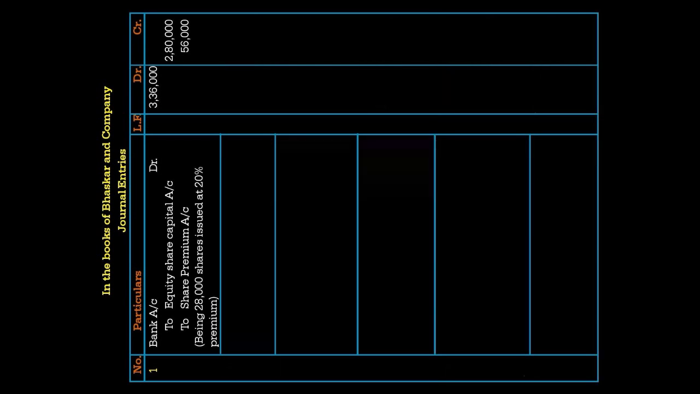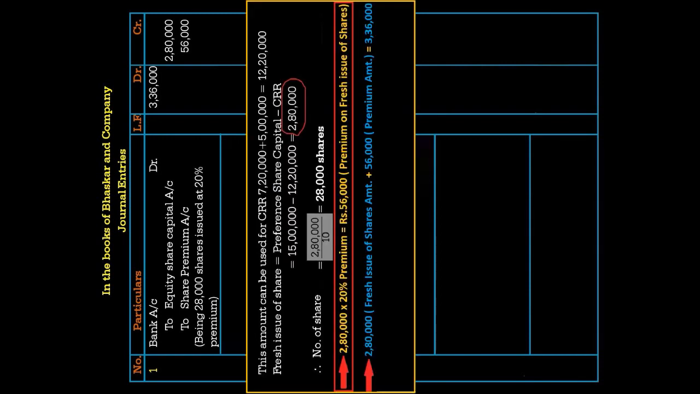So first we will write the entry for the fresh issue of shares. We are going to issue 28,000 shares. So to equity share capital, 28,000 into 10, and share premium at 20%, 2,80,000 into 20%, we have already calculated, 56,000. So together the total is 3,36,000 in bank account. By issuing new shares we are getting money, so bank account debit to equity share capital account and share premium account, being 28,000 shares issued at 20% premium.